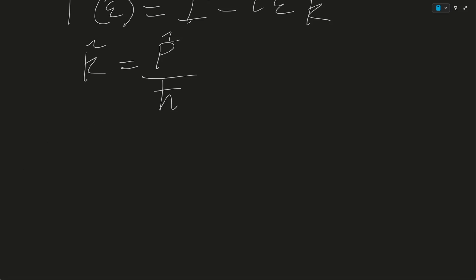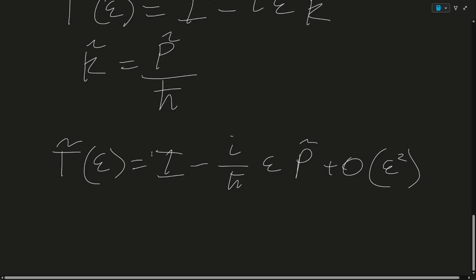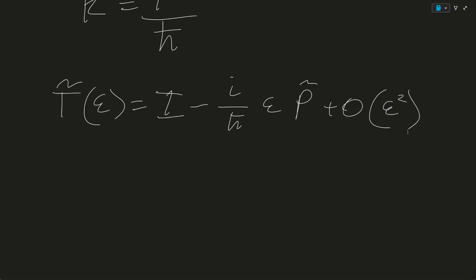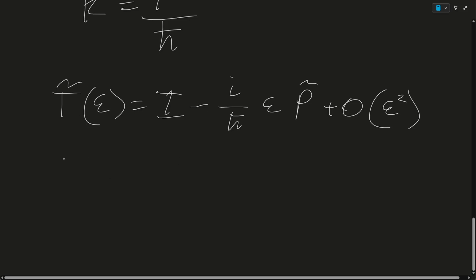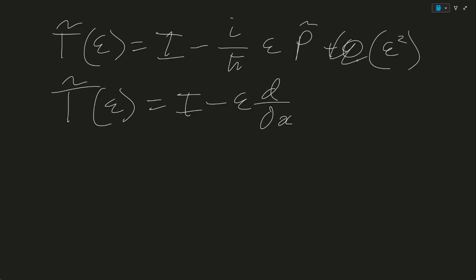Okay, so we can throw this back into there, and now we have that T of epsilon is equal to I minus I over h bar epsilon p plus O of epsilon squared. Cool. Well, now we've got a few bits. We've got actually 2 bits. And we also have that T hat epsilon is equal to I minus epsilon d dx. And we can ignore that for the time being.